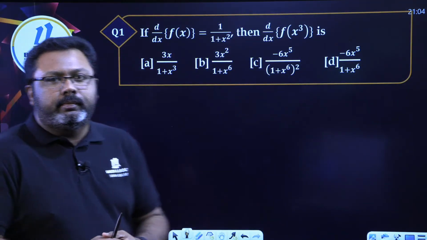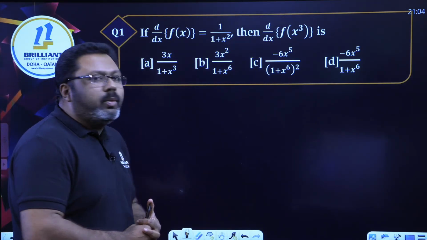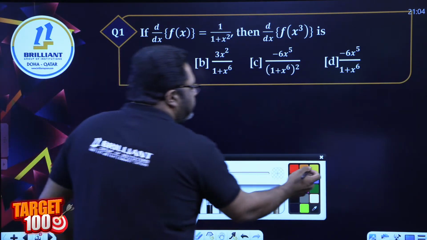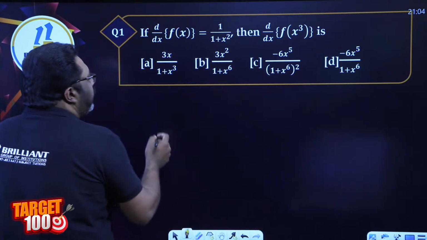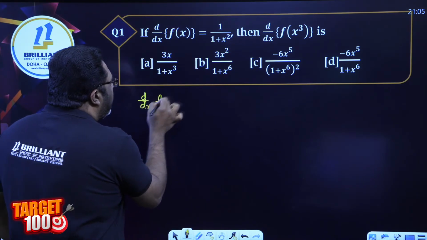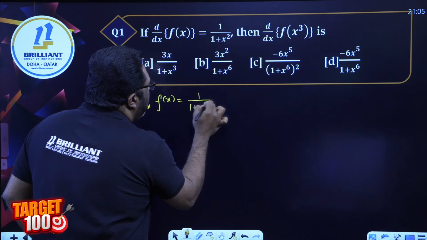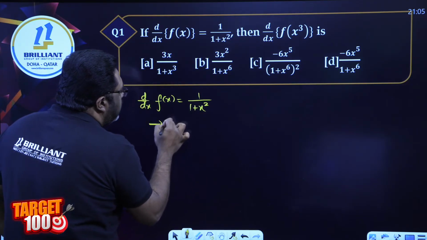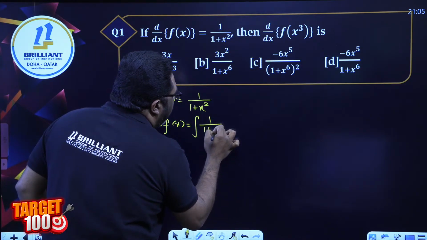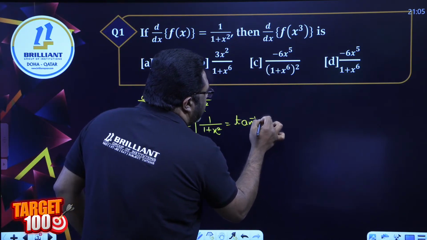Question number 1. If the derivative of f of x is 1 by 1 plus x squared, then what is the derivative of f of x cube? So we have the derivative of f of x equal to 1 by 1 plus x squared. Then what is f of x? It's simply the integral of 1 by 1 plus x squared, which is tan inverse x.